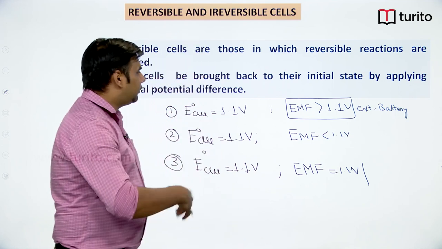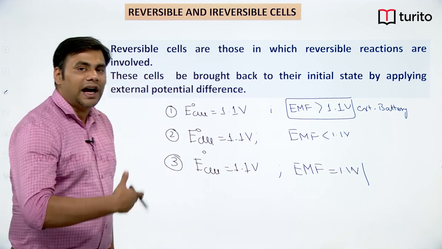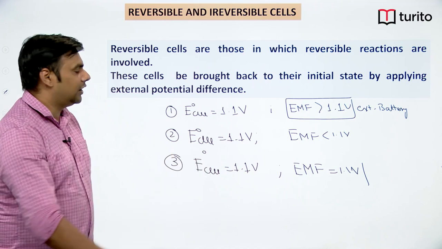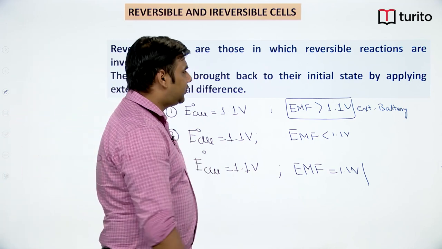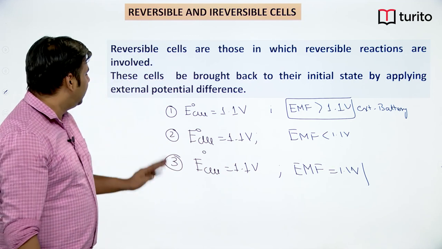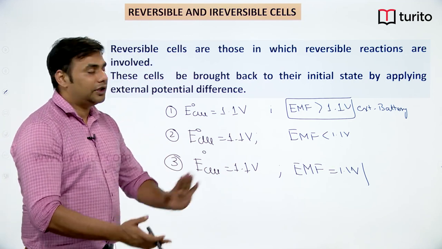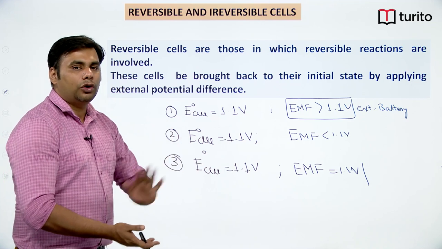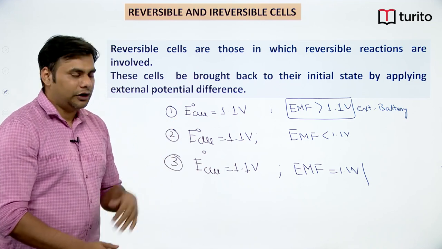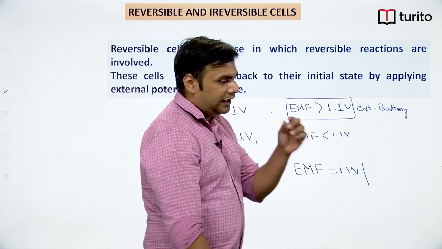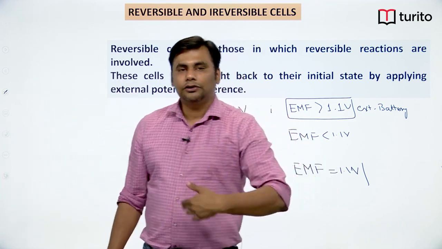So reversible cells are those cells in which reactions can be reversed by changing the external potential difference. They can be brought back to their initial state by applying the external potential difference. So at the start we knew that we had zinc and it was changing into zinc 2 plus ion.